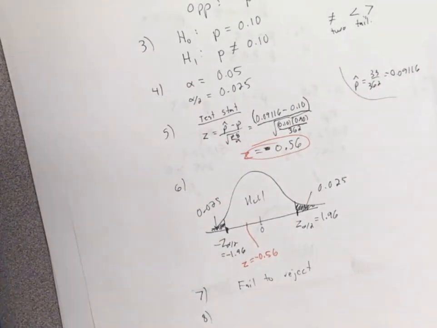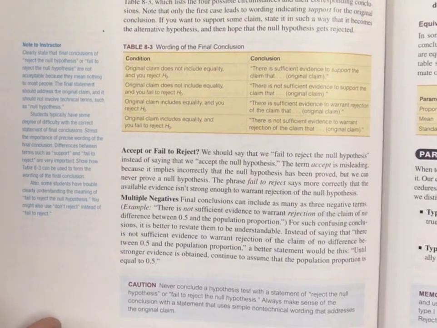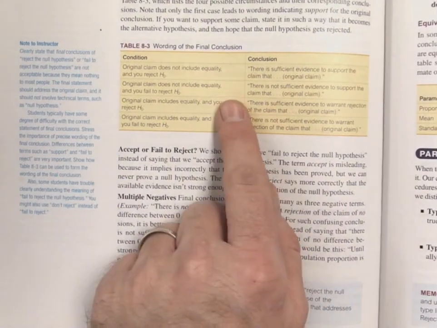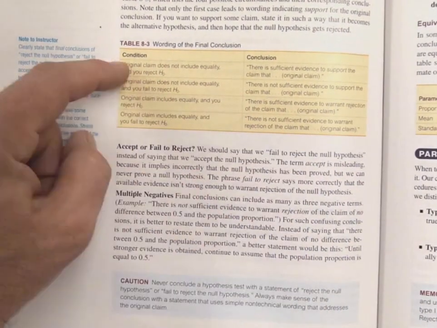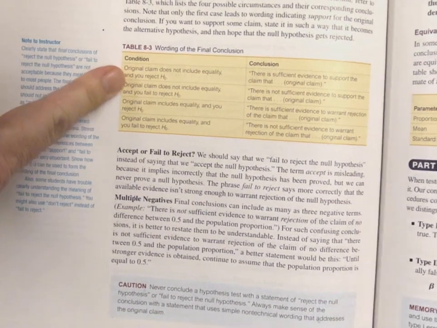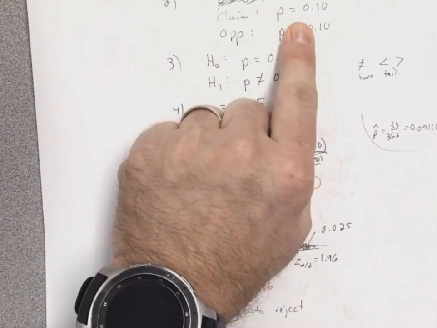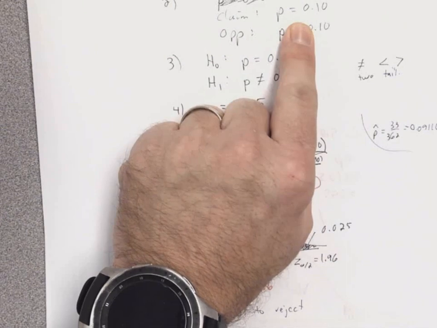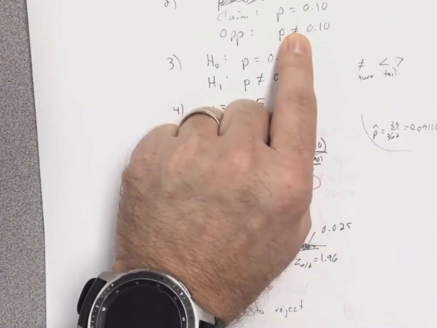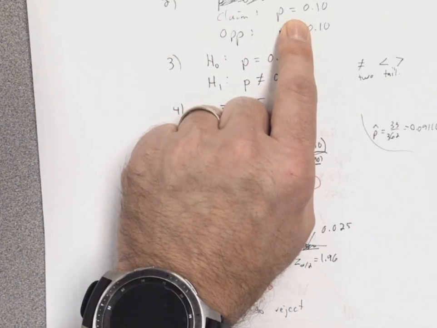In maybe the next statistics class you might be a little more worried about this. So we have two different things. Does the original claim include equality, or does it not include equality? So look at the original claim. Does it include equality or not? Does it have the equal sign, or is the claim the not equals or less than? The claim is about equals, right?